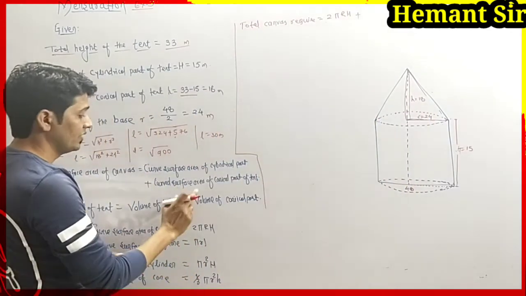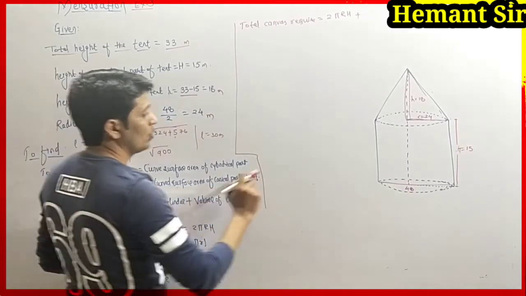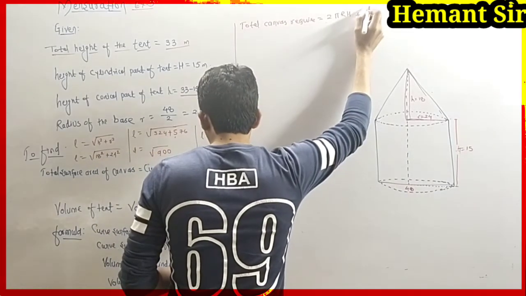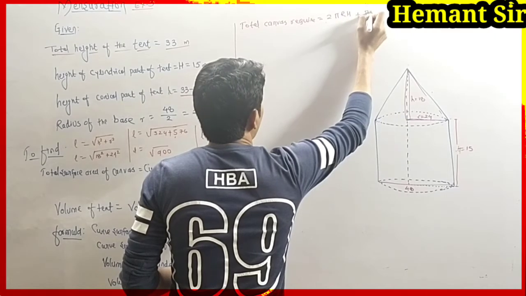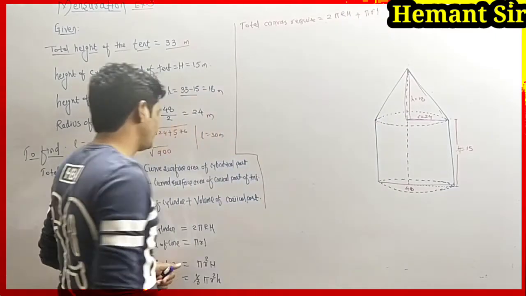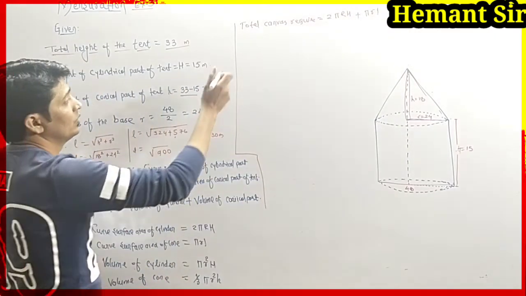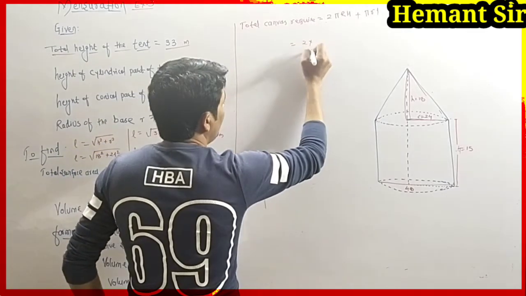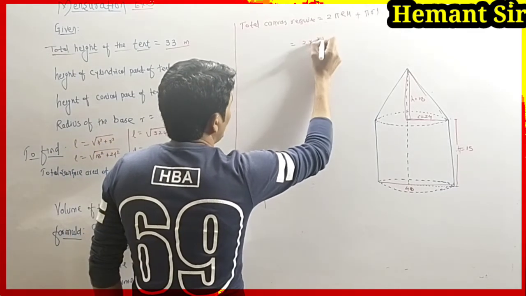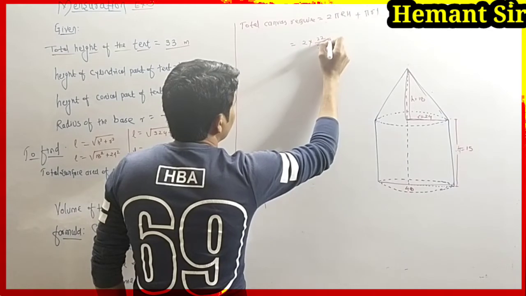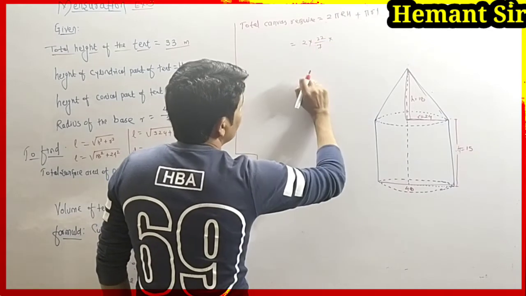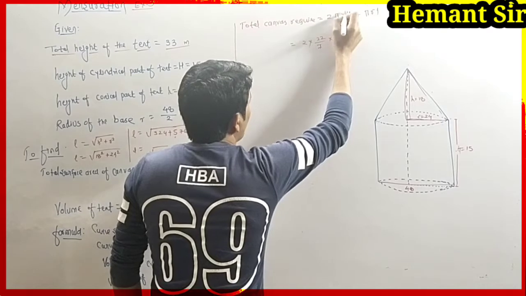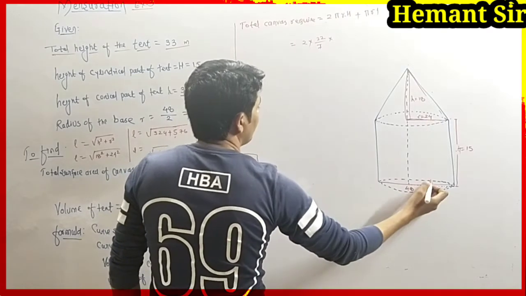Plus the curved surface area of the conical part of the tank, and its formula is pi R L. So therefore we have to put the values. It is 2 into pi, which is 22 divided by 7, into R. See, both the R are similar. This is R and this R is also similar.